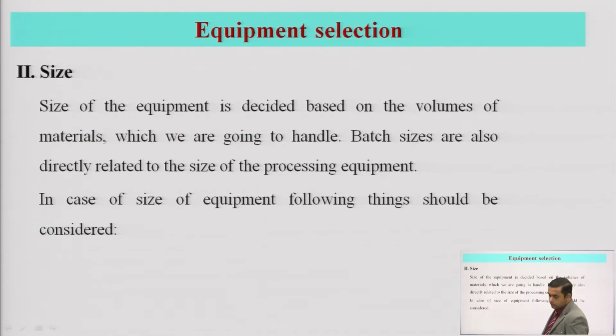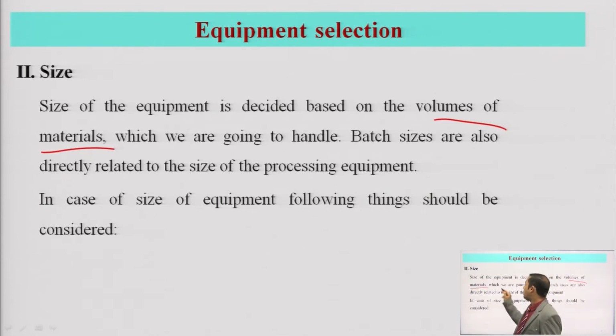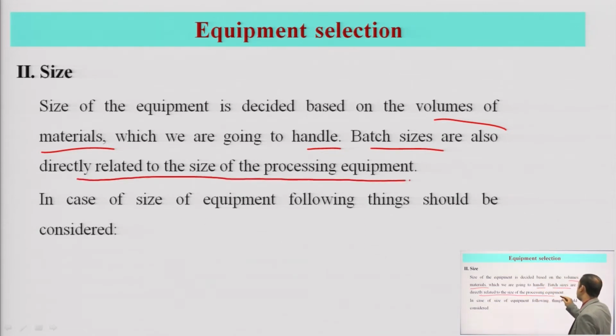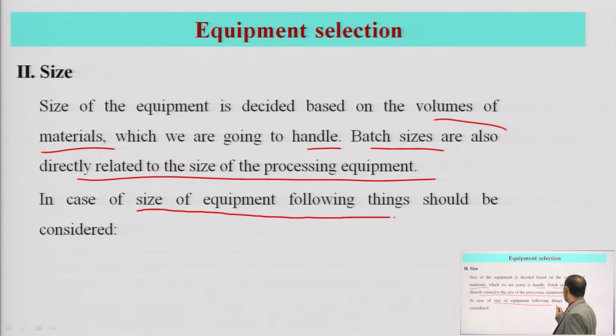tell you about the size, and how size creates a big impact during equipment selection. The size of the equipment is decided based on the volume of materials, what kind of material and how much volume you have, the batch size we are going to handle, and it is also directly related to the size of the preparation, that is, a processing equipment. In case of the size of equipment, the following things should be considered.